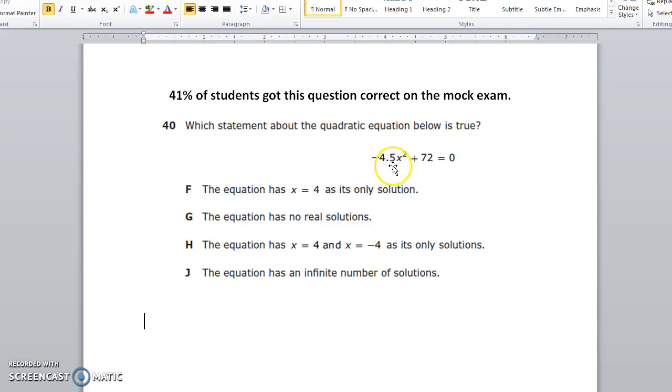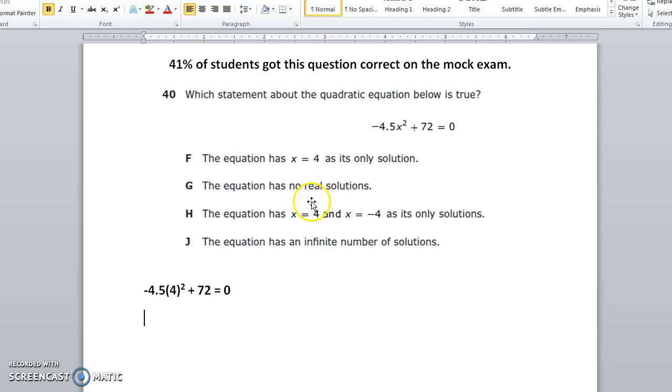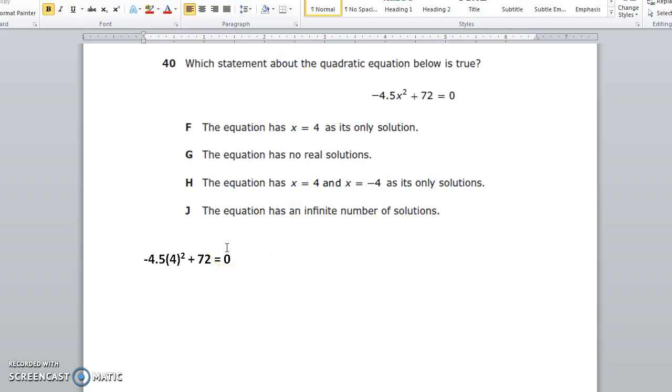Now, the first thing I'm thinking is that this is a quadratic equation, and I know that a quadratic equation usually has two solutions, so I don't think it's going to be F, but I'm going to check it out just in case. So I'm going to set it up, -4.5 times x squared plus 72 equals 0, and instead of x, I'm going to plug in x equals 4.